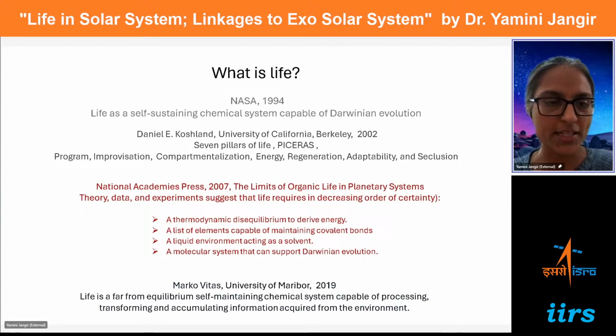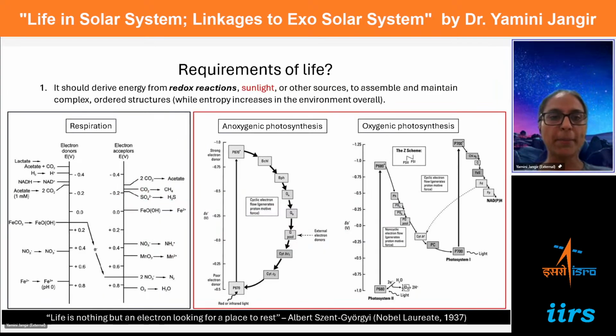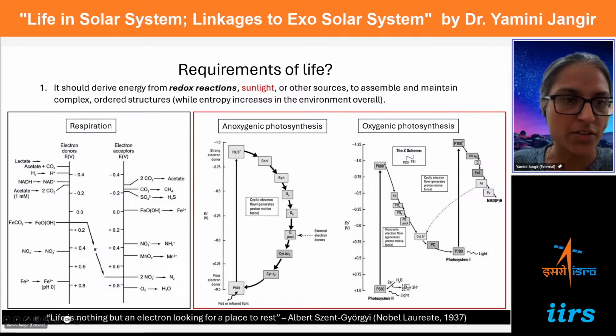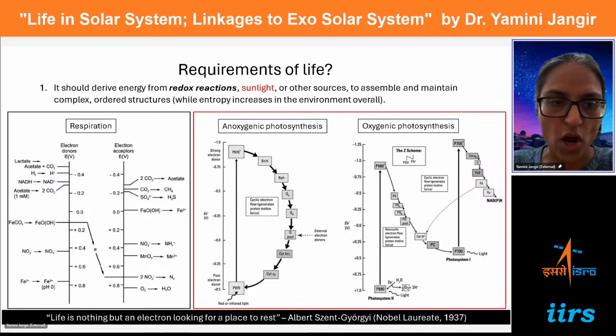So in 2019, we have this very succinct definition of life, that a life is a very far from equilibrium, self-maintaining chemical system capable of processing, transforming, and accumulating information acquired from the environment. So what are the basic requirements of life? Of course, we have to derive energy. This energy can be derived from redox reactions. So actually you can take energy from lactate, transfer the electrons from lactate all the way to oxygen, giving you the highest amount of energy.